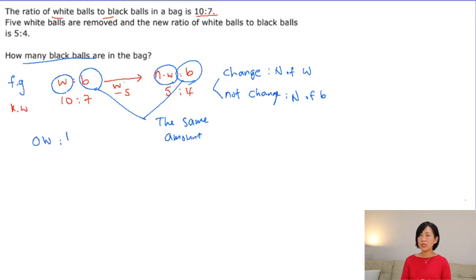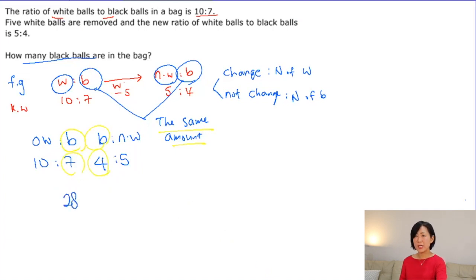Okay, so old white ball to black ball is 10:7. Then I swap it into black ball to new white ball because we are focusing on our black ball. These are the same amount, right? Here the ratio is different, 7:4, but using equivalent ratios, we can make them the same. So thinking about the lowest common multiple of 7 and 4, that is 28. So we're going to find equivalent ratios that have 28.